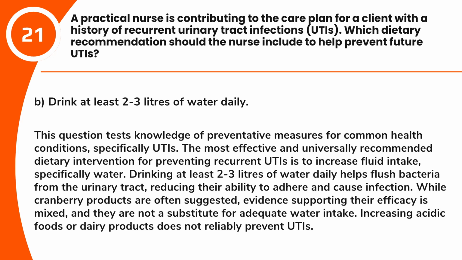Answer: B. Drink at least 2 to 3 liters of water daily. This question tests knowledge of preventative measures for common health conditions, specifically UTIs. The most effective and universally recommended dietary intervention for preventing recurrent UTIs is to increase fluid intake, specifically water. Drinking at least 2 to 3 liters of water daily helps flush bacteria from the urinary tract, reducing their ability to adhere and cause infection.